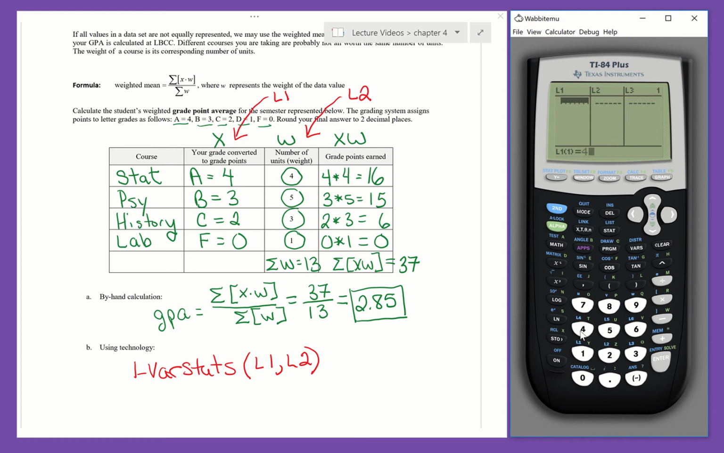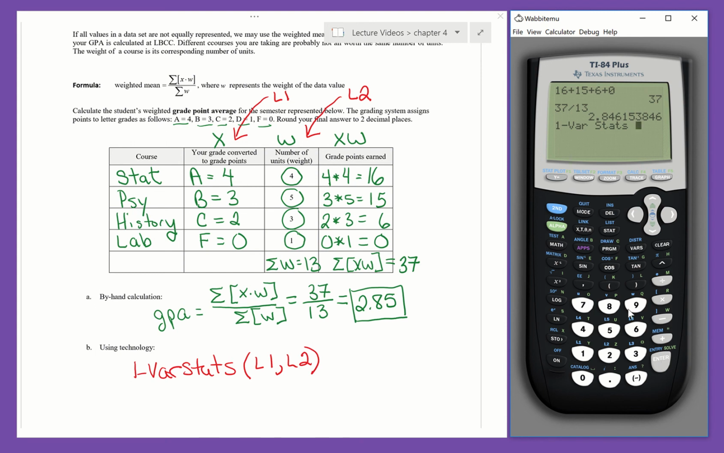Okay, so our grades. So we've got 4 for the A, 3 for the B, 2 for the C, and we do have to enter that 0 for the F. And bring yourself over to your L2, which are your weights. So 4, 5, 3, and 1. All right, we're ready for 1-bar stats. So you're going to go to your stat button again, so hit stat. And this time use your right arrow to tab over to calculate. The first entry there is 1-bar stats, so hit enter.